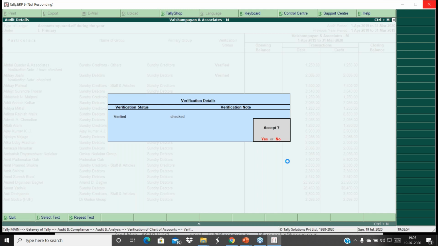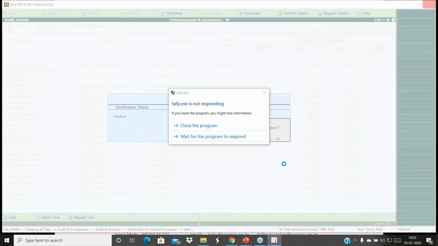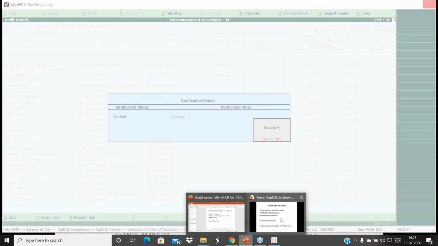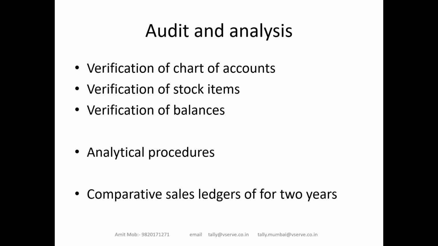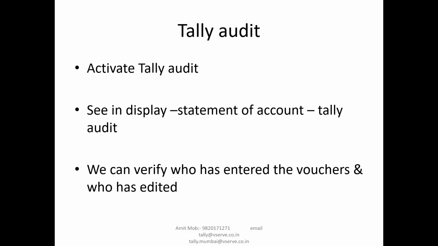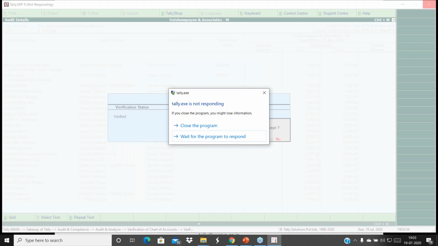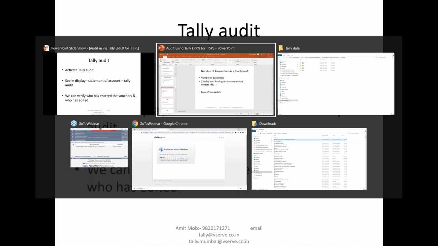Now it's taking some time to verify all the ledgers probably. Should I stop? Yeah, it's fine, I'll stop. This is as far as analytical procedures are concerned under Tally. Let me just go back to Tally. I think I'll have to restart Tally. Give me 2 minutes. Let me restart Tally.